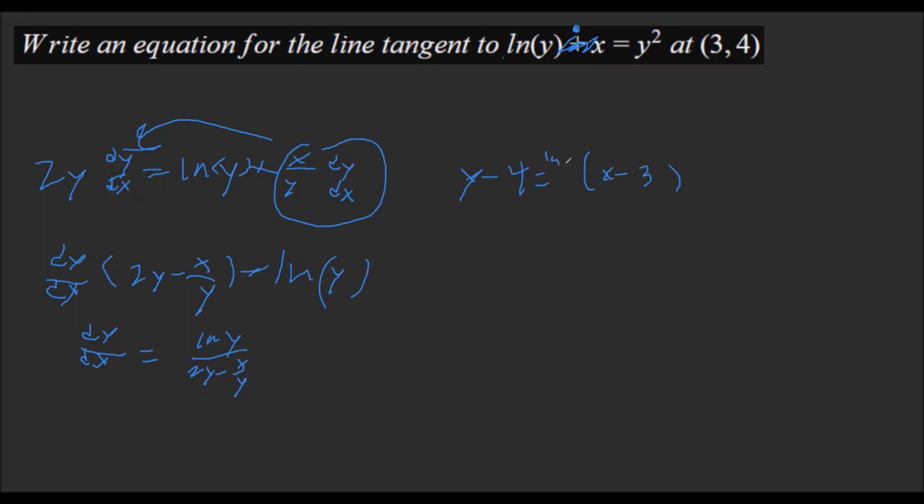So the natural log of y at (3, 4) is natural log 4, over 2 times y, which is 8, minus x over y, which is 3/4. And this can be simplified further, but I don't feel like it.